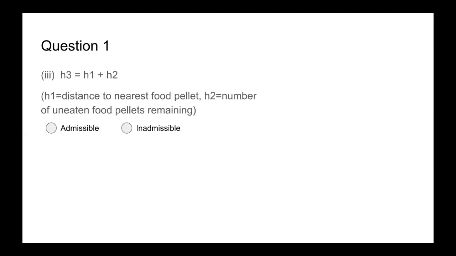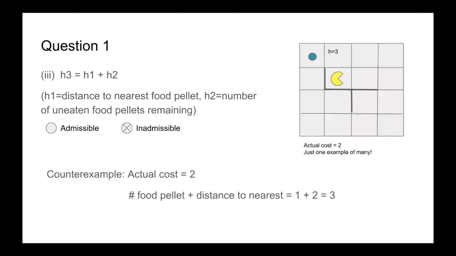Next, if we sum up the previous 2 heuristics, where H1 was the distance to the nearest food pellet and H2 is the number of uneaten food pellets remaining, we get a new heuristic called H3. And we can see that H3 is in fact inadmissible.